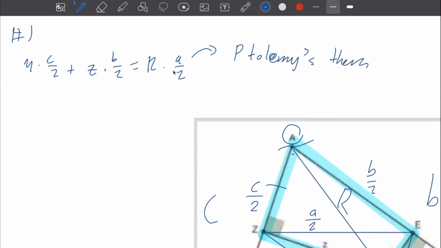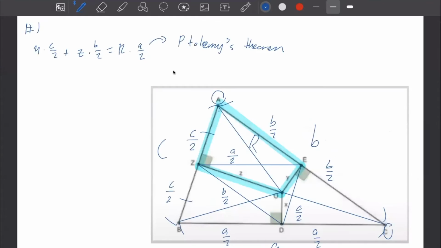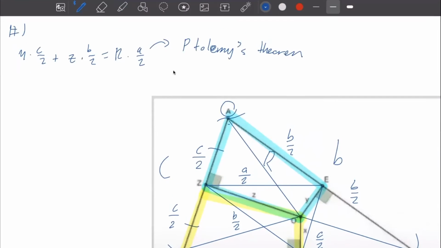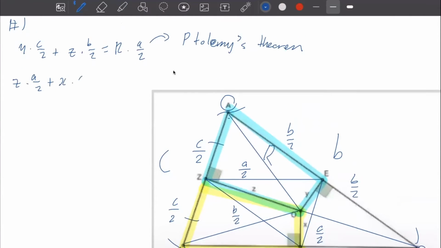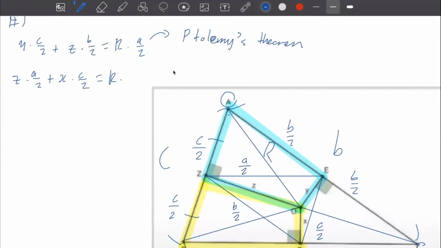We're going to do the same thing for the rest. So let's say quadrilateral 2 is this one. Let's do it with another color. For this quadrilateral, we multiply z times a over 2 plus x times c over 2, which will equal R times b over 2.